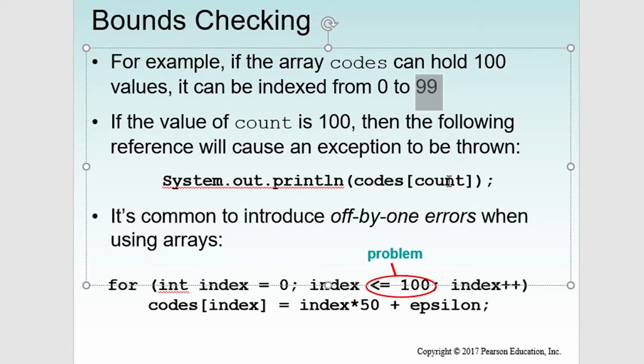It is common to introduce off by 1 errors when using arrays. So here's a for loop. They declare their integer, start off at 0 while index is less than or equal to 100. This is a problem because index will get to 100. So for every iteration, increment index by 1. So when we get to the last iteration of this loop, index will be 100 and we're going to have an array out of bounds exception.